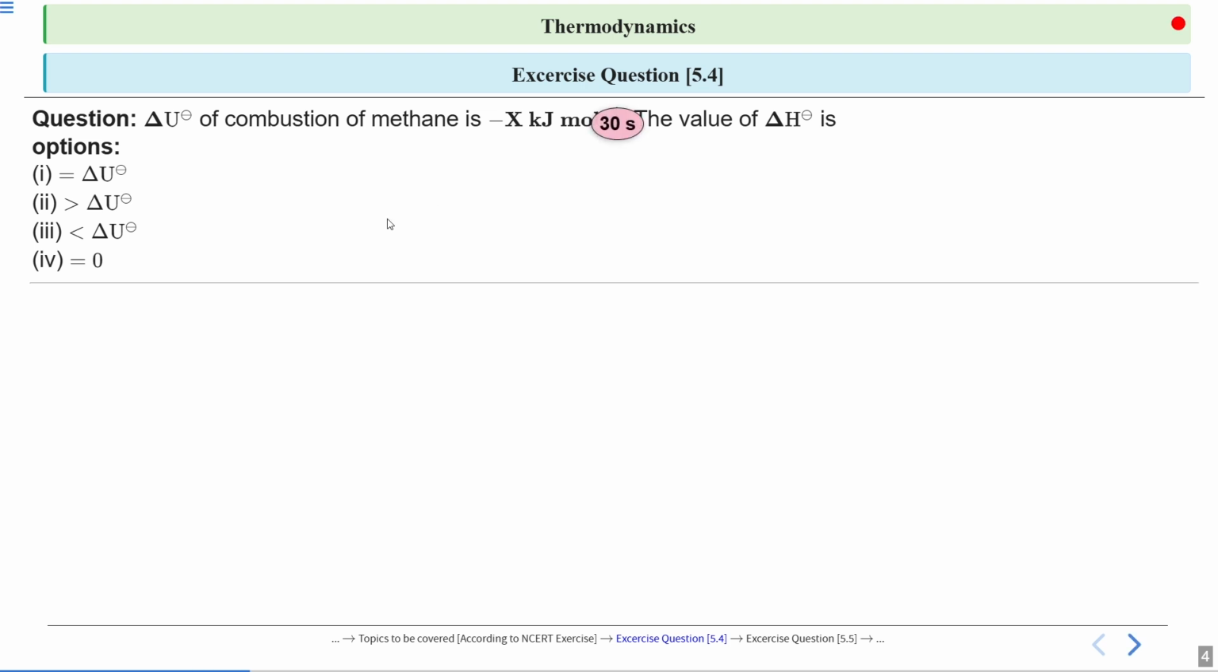So your time to solve this question starts now. It's a simple one. You just have to go back to the concept of the relation between delta H naught and delta U naught, and you will get your answer. First of all, try to write the equation and then try to compare delta H naught and delta U naught. So your time starts now.